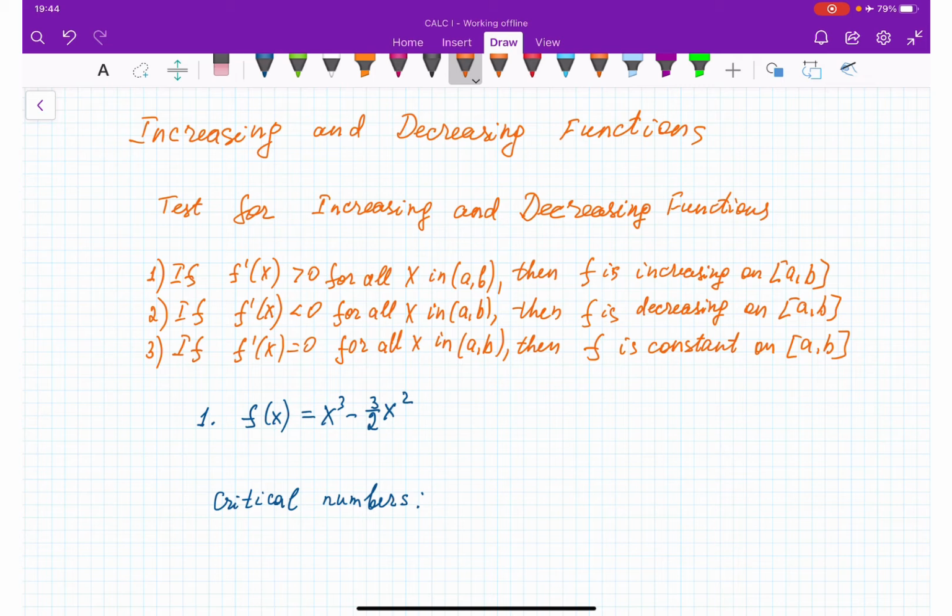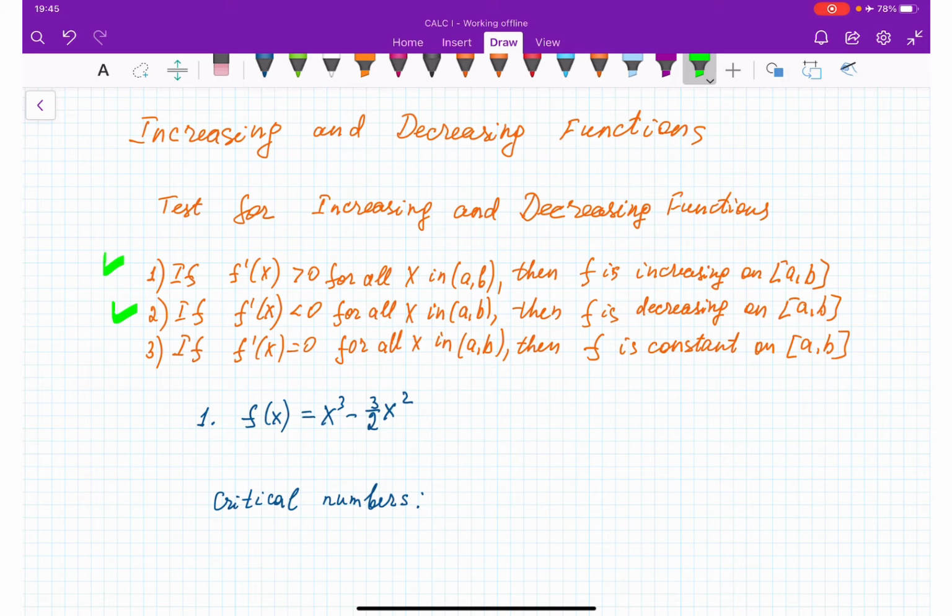Guideline number 1: if f prime of x is greater than 0 for all x's on open interval ab, then f is increasing, which means if the derivative is positive, then the function is increasing on that interval on which the derivative was taken. If the derivative of the function is less than 0 on the open interval, then that function is decreasing on the closed interval.